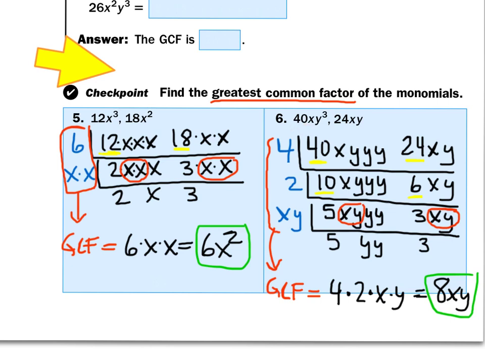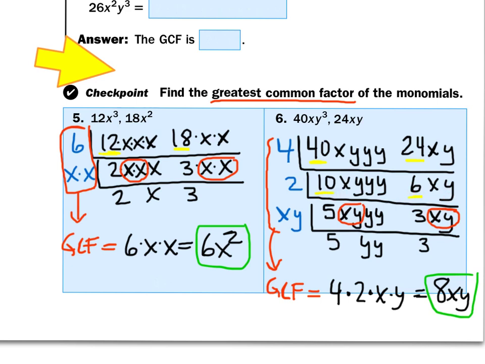Okay, take a look at number 6. So I wrote 40xy cubed as 40 times x times y times y times y, and 24xy as 24 times x times y. Starting with the coefficients, the numbers, I put a 4 on the outside and I divided. 40 divided by 4 left me with 10, and then I brought down the x and the y's. 24 divided by 4 left me with 6, and I brought down the x and the y.